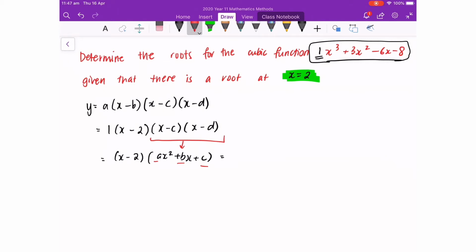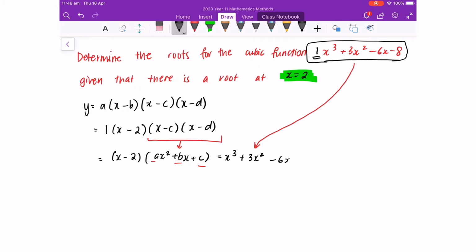Okay, now this is equal to this. I'm going to put that in there. So x cubed plus 3x squared take 6x take 8. All right, so this is my starting point here. I'm going to put my root as a bracket here. I'm going to write this ax squared plus bx plus c, and I'm going to find out what that is. And I'm also going to have my long polynomial here.